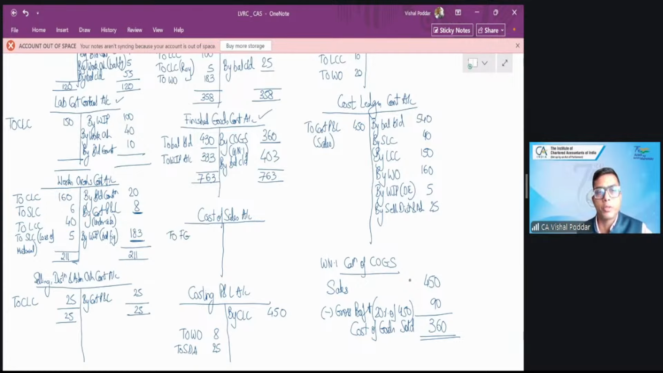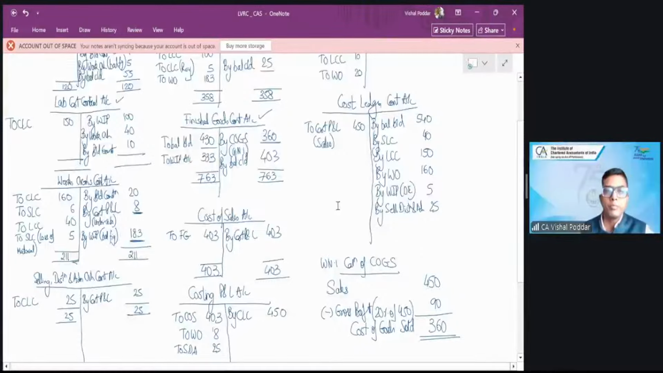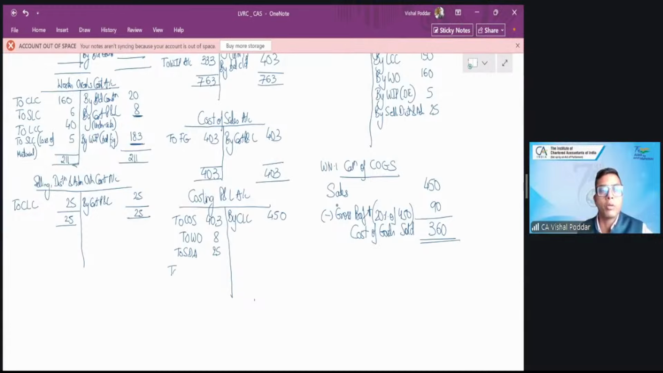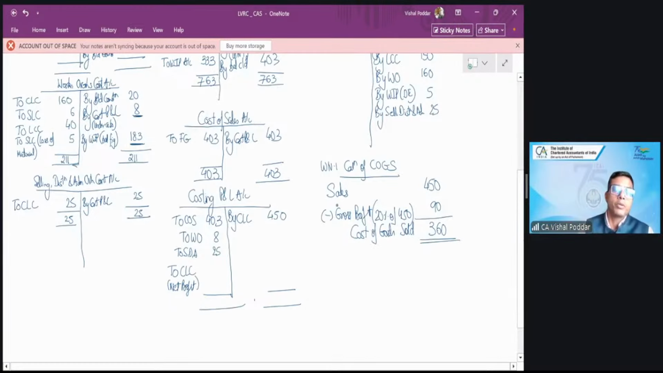Two finished goods by cost P&L. So this is already tallied. And this amount will come here. So now you can find out your net profit. And this net profit will be transferred to the CLC account because CLC account also represents your profits, reserves, surpluses. So CLC represents all the assets and liabilities except stocks.